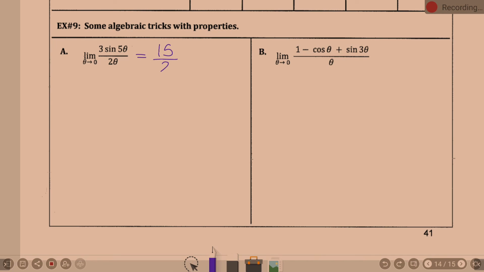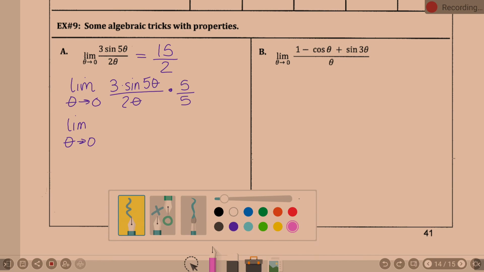Okay, 15 halves. Now, officially, if I want to show this, what we would have to do for this to truly work is to take this and multiply by the 5 over 5 to make this work. And I'll explain here. I meant to change colors there and I didn't. But with the idea, limit as theta approaches 0. I'm going to change colors.